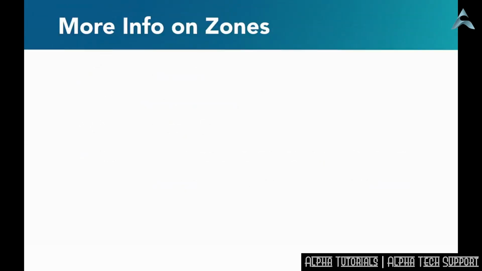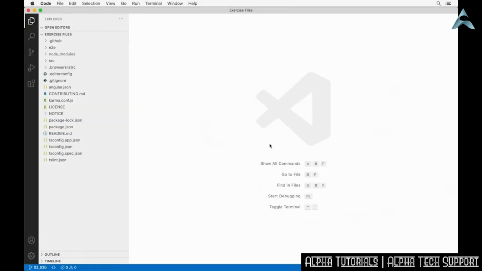You can use zones at all stages of application development, and I encourage you to take a look at the official documentation for an even deeper look at how zones can improve your development lifecycle and your production application. Let's make a custom service that adds metadata to error messages before sending them to the console.